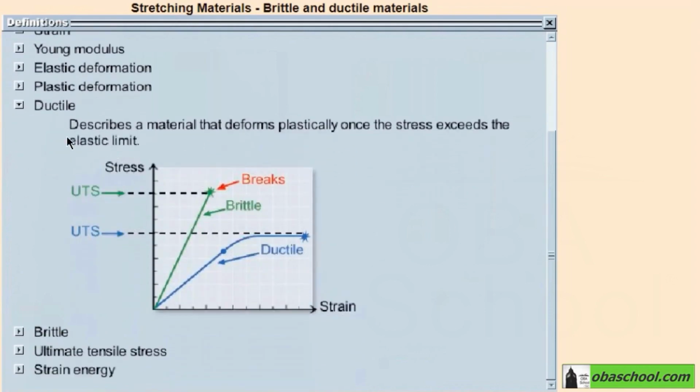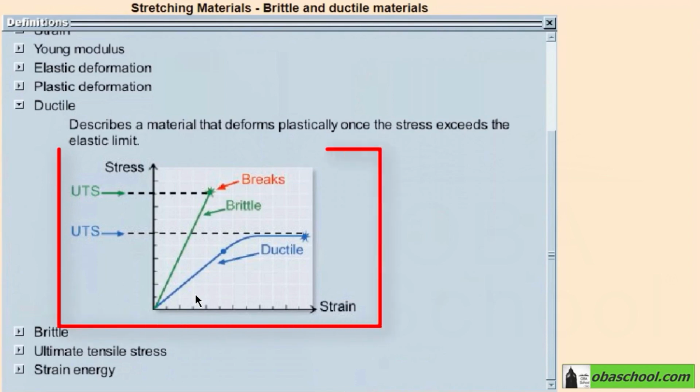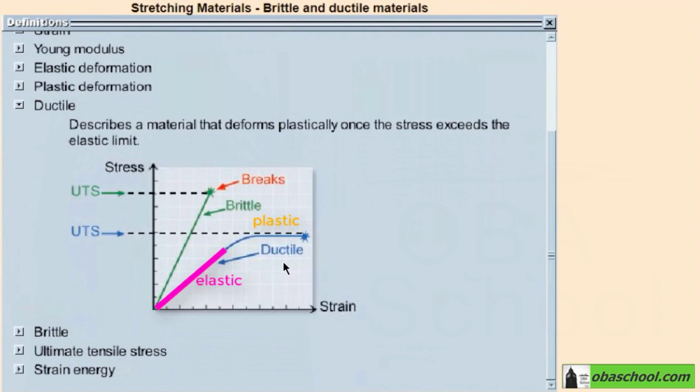Recall that ductile describes a material that deforms plastically once the stress exceeds the elastic limit. So ductile materials deform elastically and plastically, so they show both plastic and elastic behaviors. For small stresses, they stretch elastically, but for large stresses beyond the elastic limit, they deform plastically. Such materials are described as ductile.